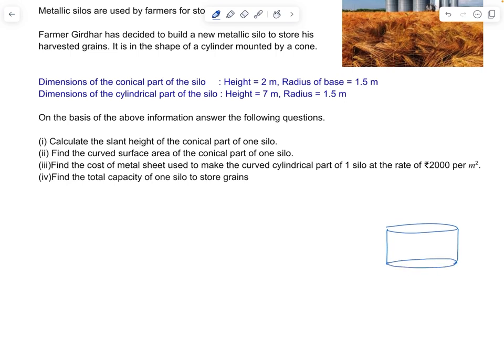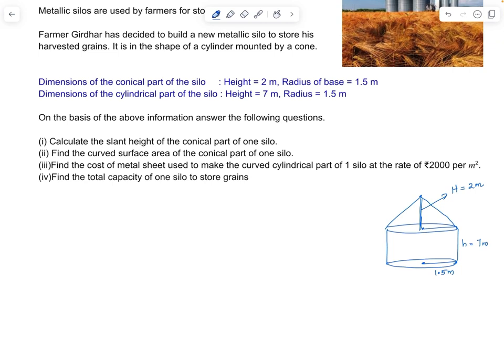This is the cylindrical part of the silo. The radius of the cylinder is 1.5 meter and the height h is 7 meter. The radius of the conical part is the same as the cylinder and the height of the cone, let's denote it by capital H, is 2 meter.